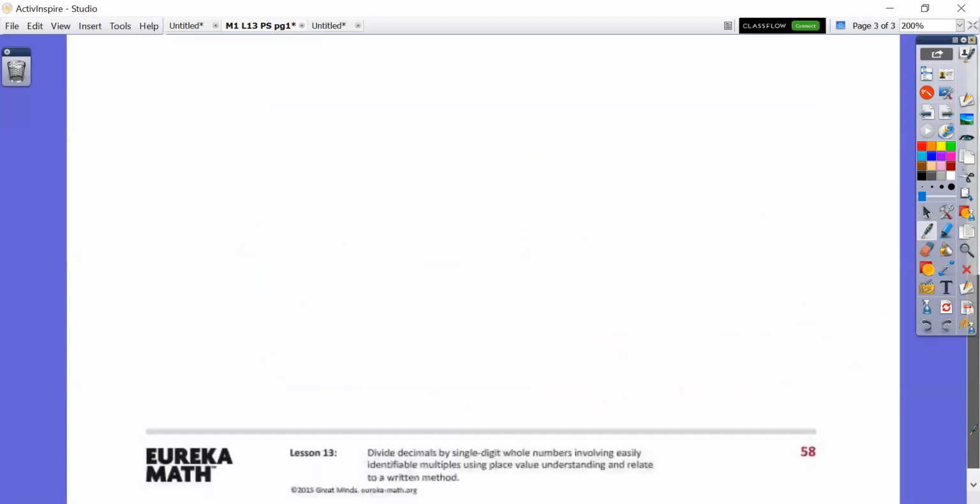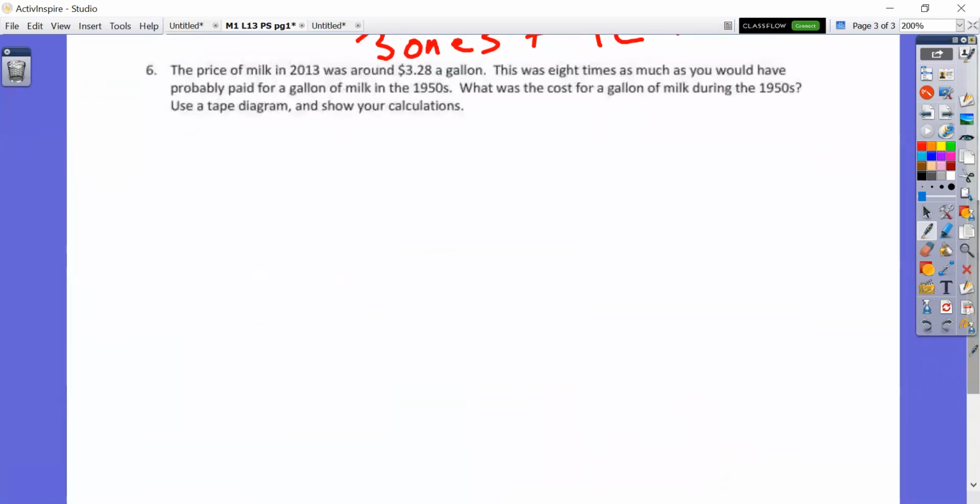All right, let's do the last one on this side. And it says the price of milk in 2013 was around $3.28 a gallon. That was 8 times as much as you would have probably paid for a gallon in the 1950s. What was the cost of a gallon of milk during the 1950s? So it's actually not saying that we're multiplying, even though it says 8 times. We actually have to think about the story in the problem.